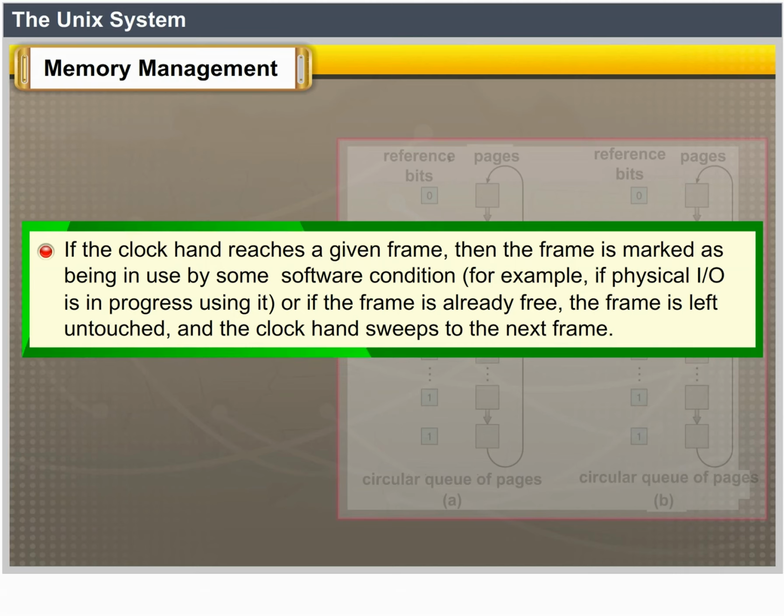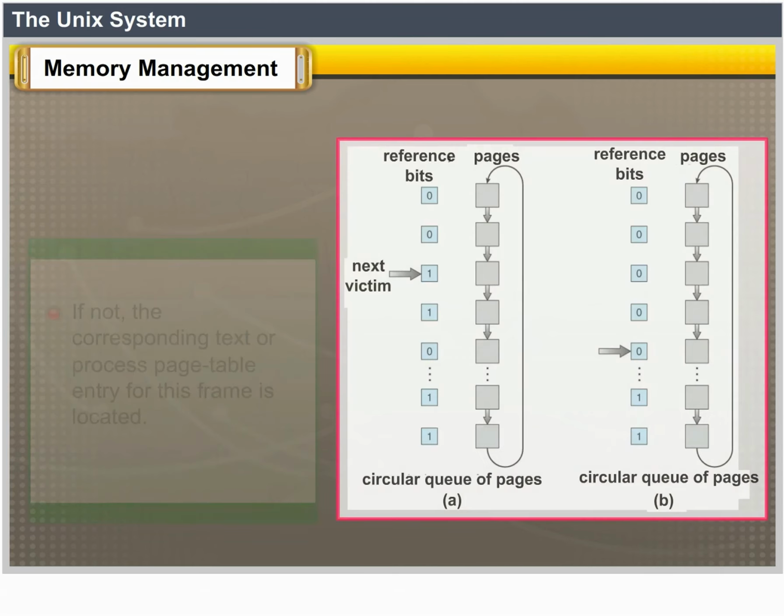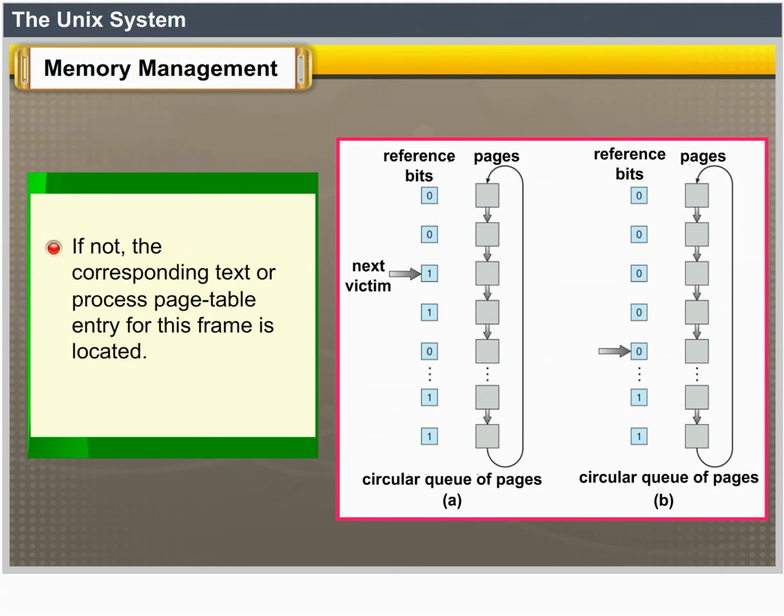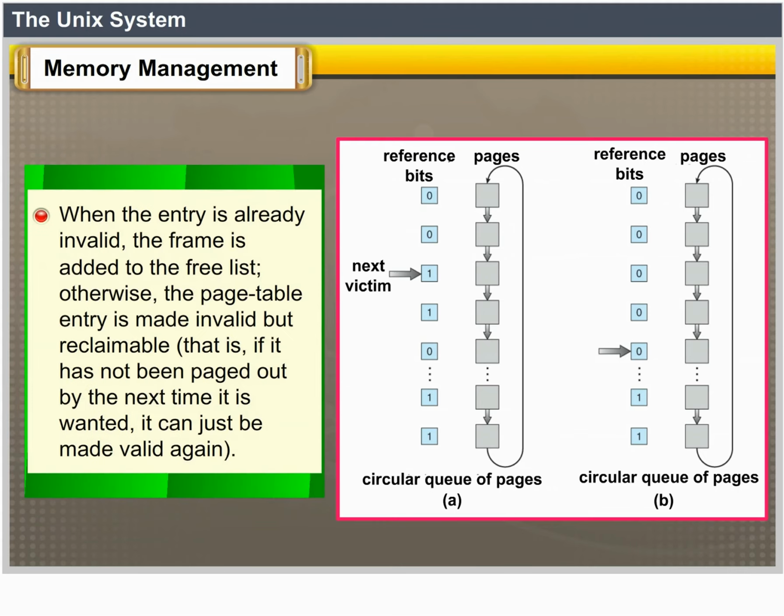Otherwise, the corresponding text or process page table entry for this frame is located. If the entry is already invalid, the frame is added to the free list. Otherwise, the page table entry is made invalid but reclaimable, that is, if it has not been paged out by the next time it is wanted, it can just be made valid again.